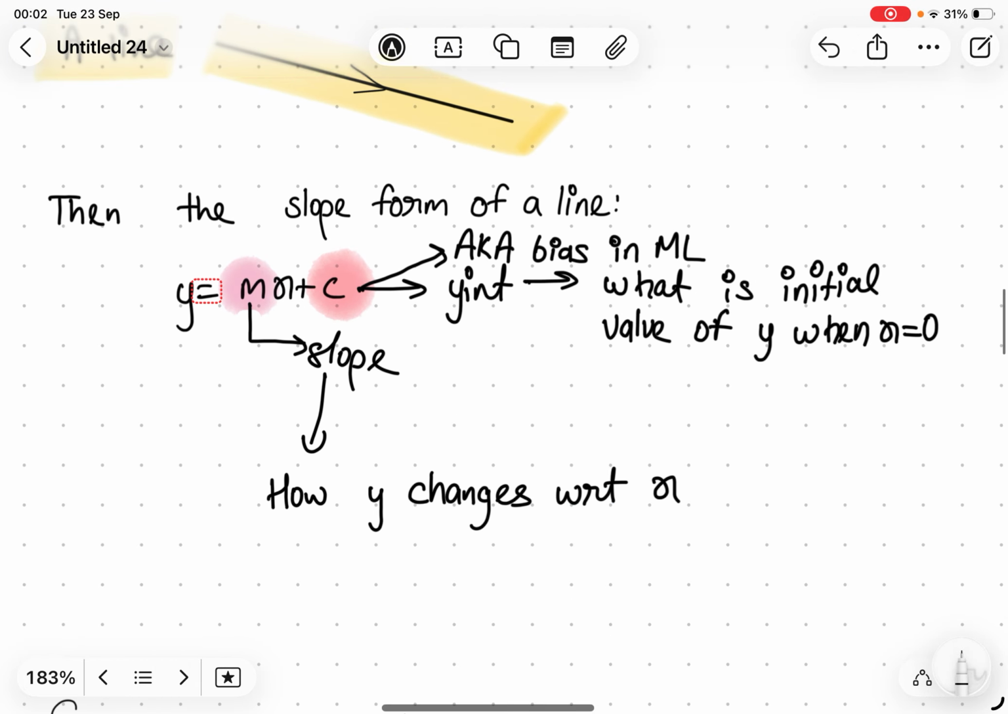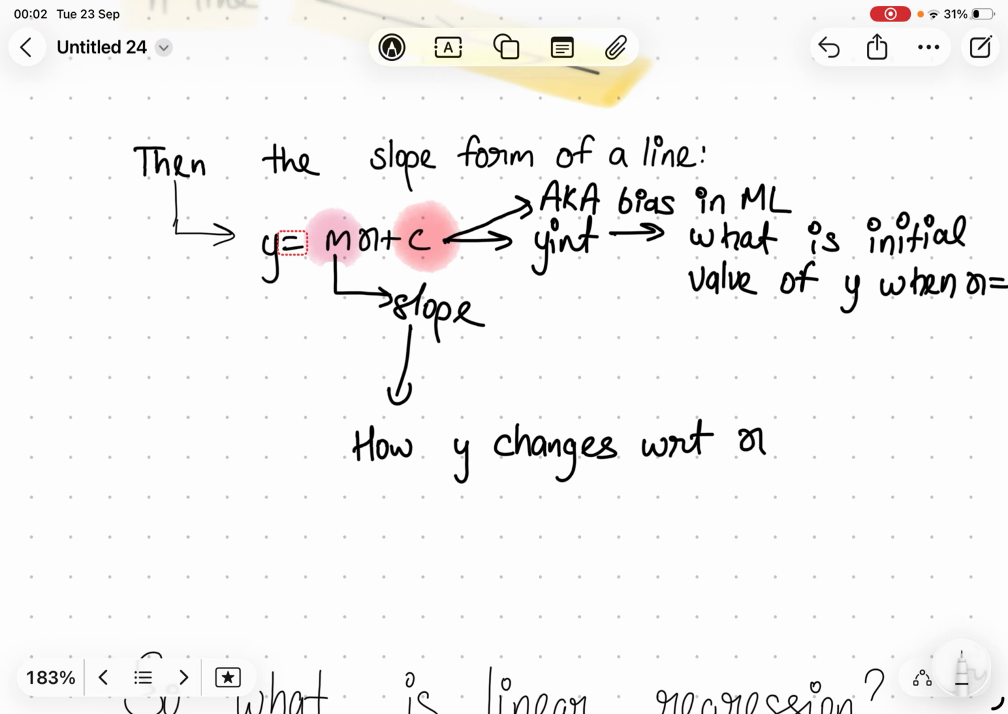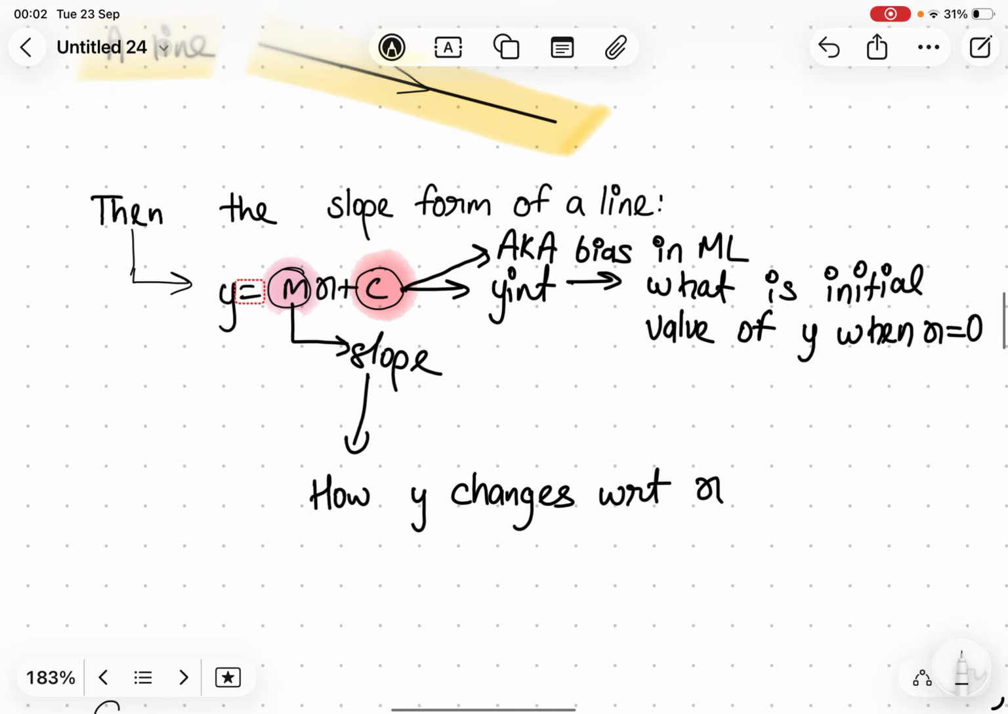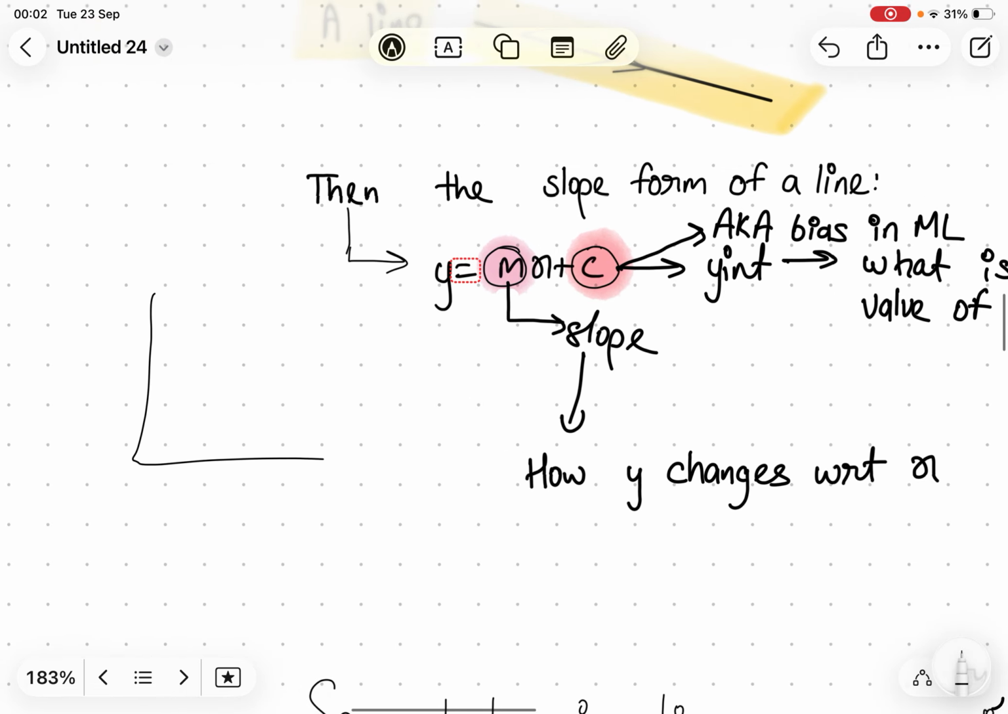Now, what does a line have? In terms of the slope equation, we are talking about this. A line has a slope and then a y-intercept. Y is equal to mx plus c, where m is the slope and c is the y-intercept. So let's say I draw this on the xy plane and this is my line.